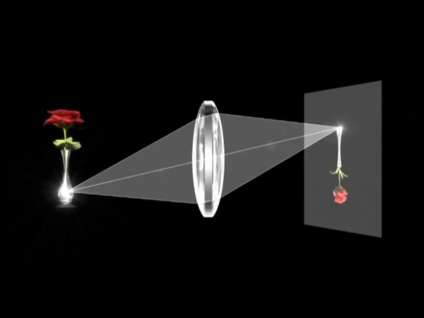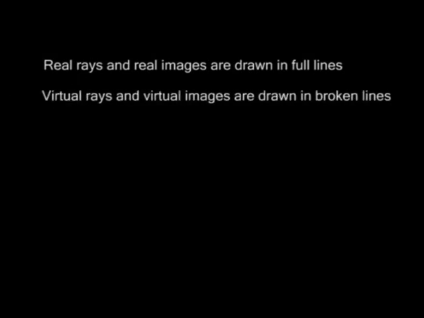It is important to note that when constructing ray diagrams, real rays and real images are drawn in full lines. Virtual rays and virtual images are drawn in broken lines. After drawing the image, you need to describe it. Now, here are the characteristics to look for.